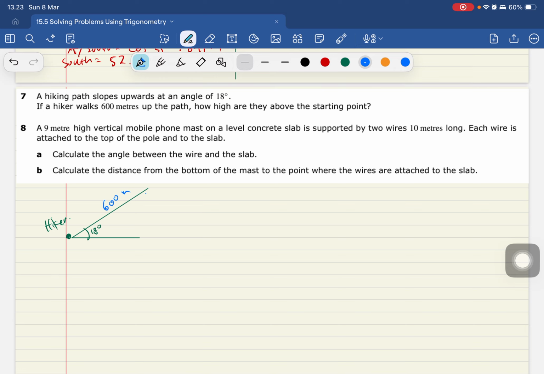How high? So we'll find here how high. Okay, opposite of the angle, opposite and hypotenuse, so we'll use sin. So sin 18 degrees equals the height divided by 600. So the height is 600 multiplied by sin 18 degrees. Please use a calculator. This will give us an answer of 185.41 meters.